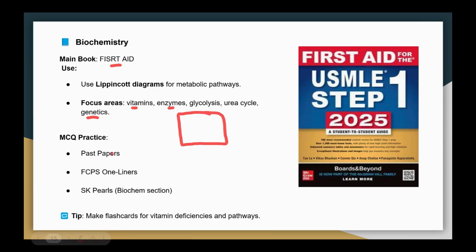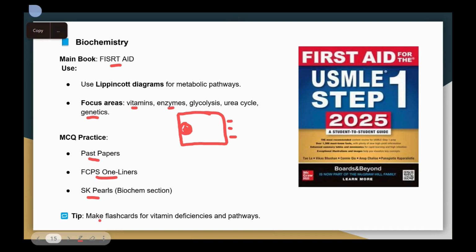So what you're going to do, you're going to do the one-liners, and you're going to go through the SK Pearls or any other past papers, and you're going to write the extra points which are given in these one-liners, and you're going to highlight the areas which are already present so that you know that these are the MCQs which are frequently asked in the exam and I have to go through them.